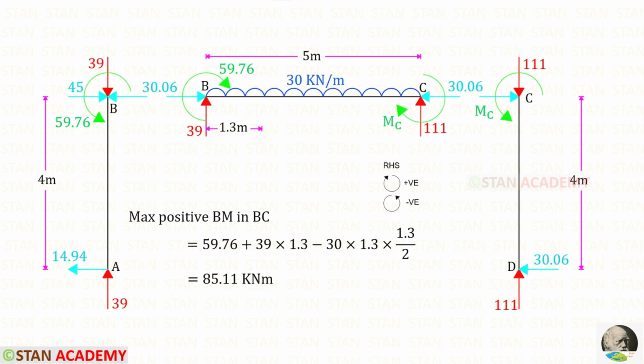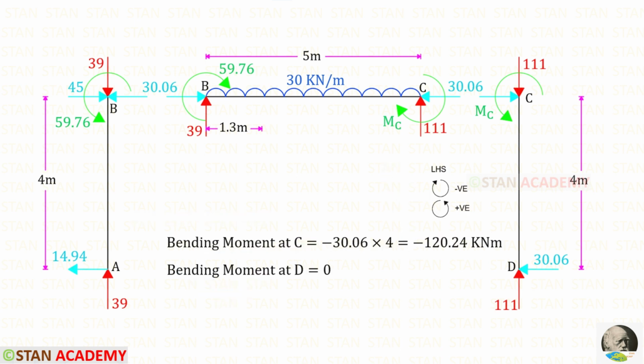Now let us find the maximum positive moment in BC. We know that it occurs in this section. MB is acting in the clockwise direction so that it will be positive. The vertical reaction at B is acting in the clockwise direction, so it is also positive and the distance is 1.3. The UDL is acting in the anti-clockwise direction, so that it will be negative. We know that with the UDL we have to multiply the distance and then the distance by 2. Finally, we will get 85.11.